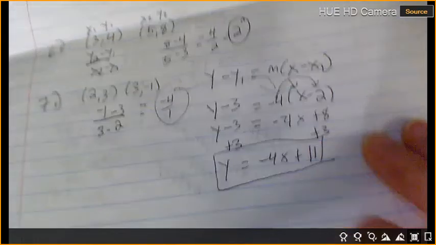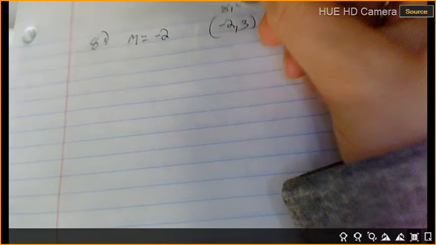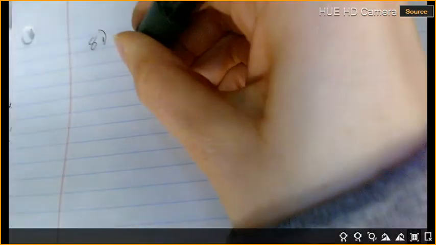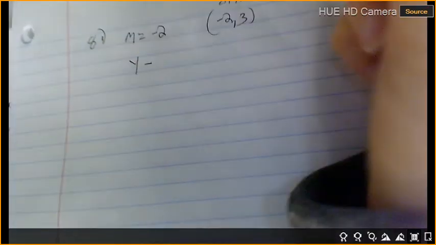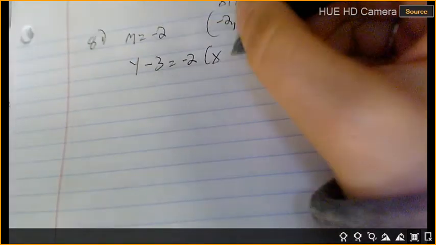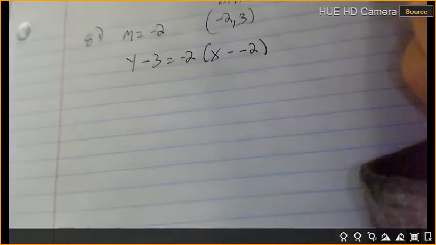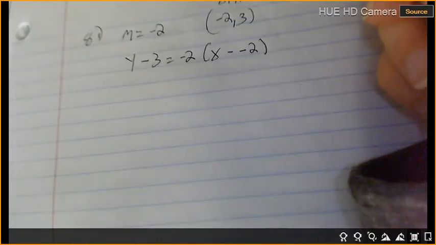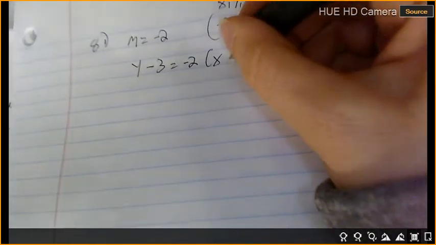Okay, we're going to look at number 8. This is my slope, so this is my negative 2. This is my point, negative 2, 3. So that's my x1, y1. And I'm going to just plug this in. y minus y1, which is 3, equals the slope, negative 2, times x minus x1. Two negatives make this a positive.